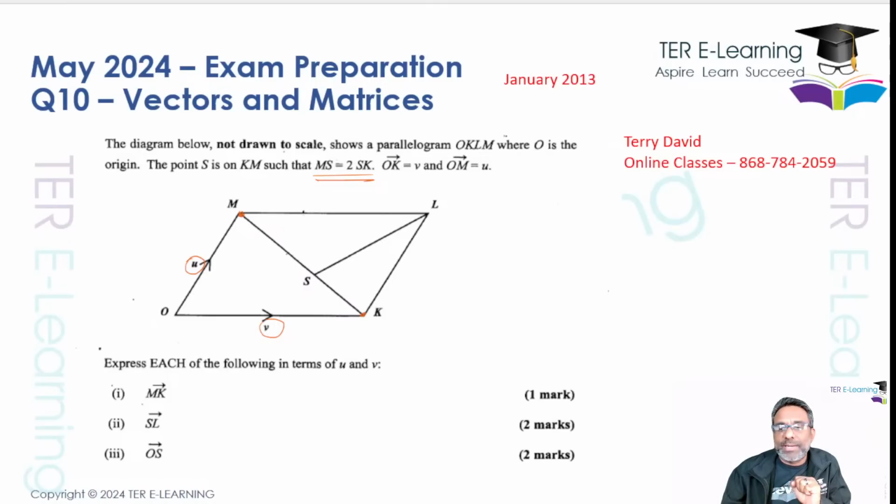So I've seen some answers in the chat there. A lot of people are telling me 3. Those of you not sure how to do this question, that's the first thing you need to do. Divide this line into 3 equal parts, and that is because based on this statement here, MS is 2 times SK.